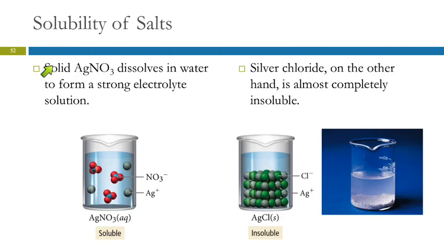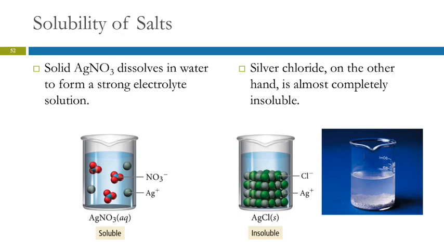So silver nitrate dissolves in water. The ions dissociate. This conducts electricity. It's a strong electrolyte solution. Silver chloride is almost completely insoluble. You put silver chloride in water, you stir it up, and it just falls back to the bottom and it sits there, kind of like sand. It's not going to dissolve. So the silver ions and the chloride ions do not separate.